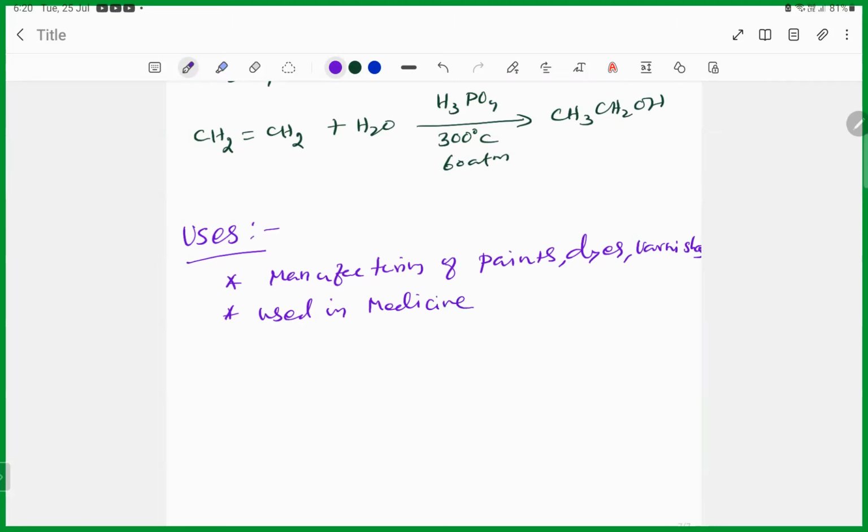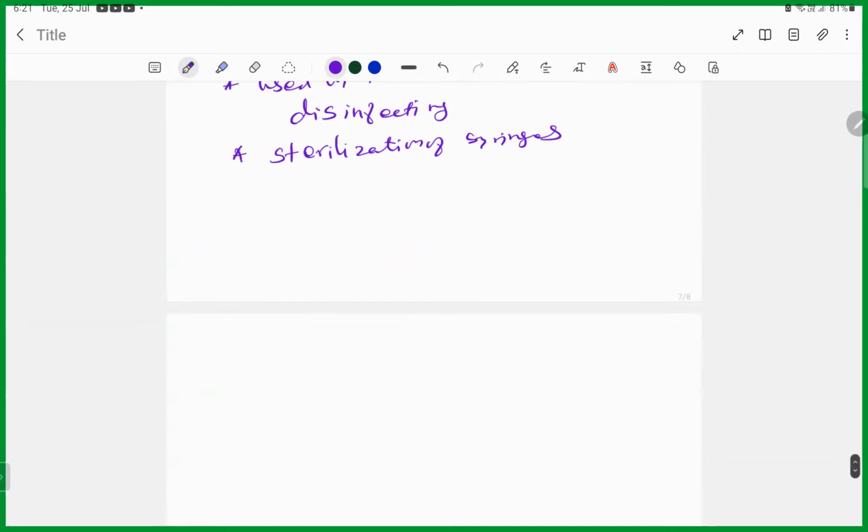So especially disinfecting area on the skin before giving the injection. So எத்தனால தான் வந்து நம்ம ஸ்கின் மேல இது பண்ணுவாங்க. ஓகேவா? So என்னவா யூஸ் ஆகுதுன்னா disinfecting the area on the skin before giving an injection, and also used in the sterilization of syringes in hospital.